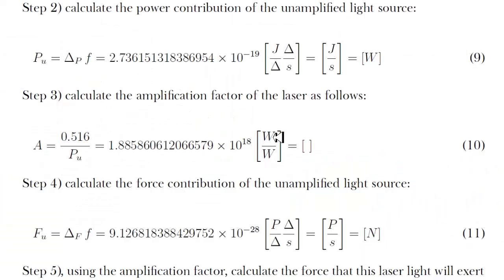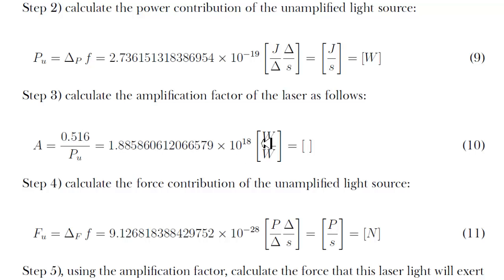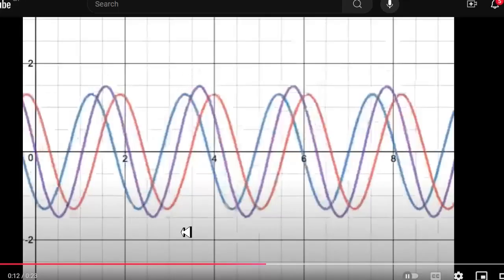I just wanted to mention it because I think it's important to talk about what this amplification factor means. It is literally the number of waves that are superposed on each other, and you can see that this is a very big number. So for this particular laser, we have 1.885, etc., times 10 to the 18th waves superimposed on each other.